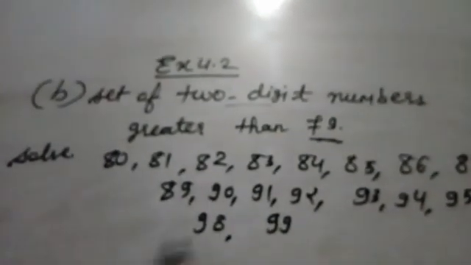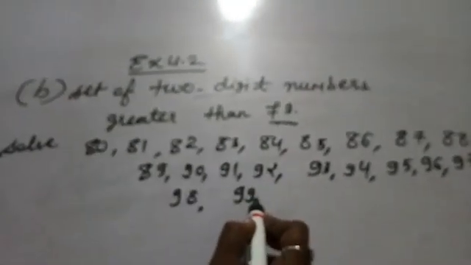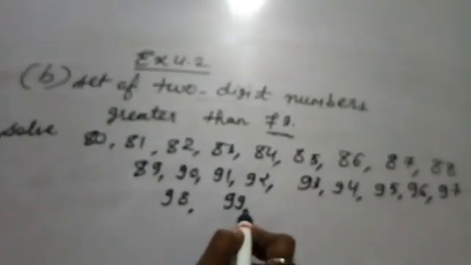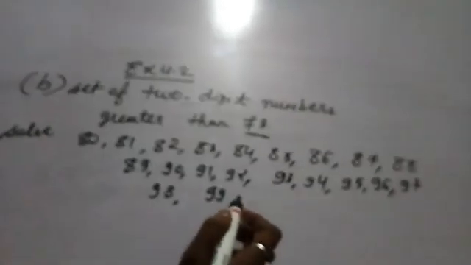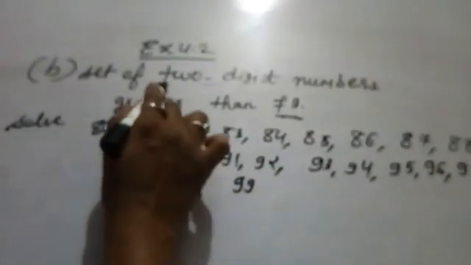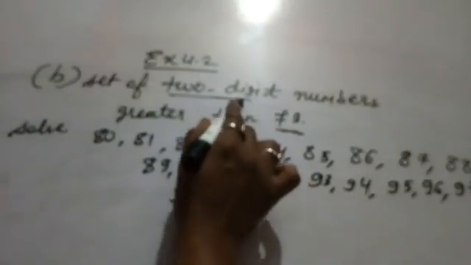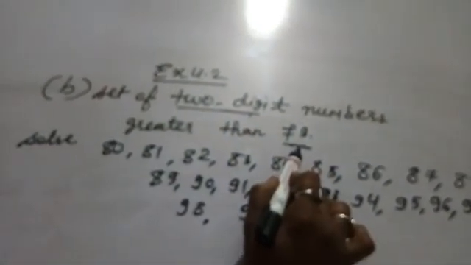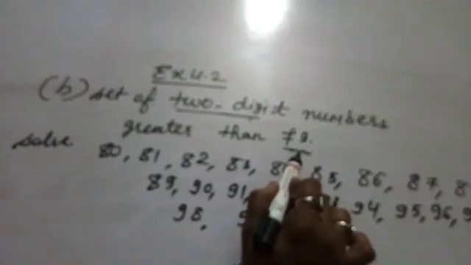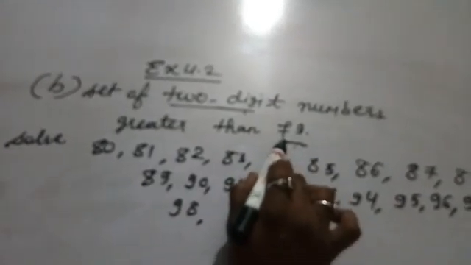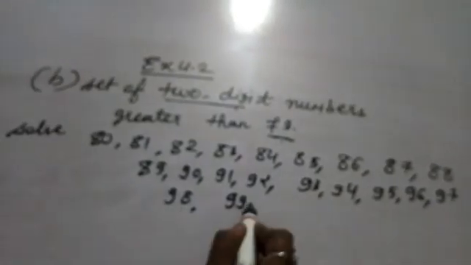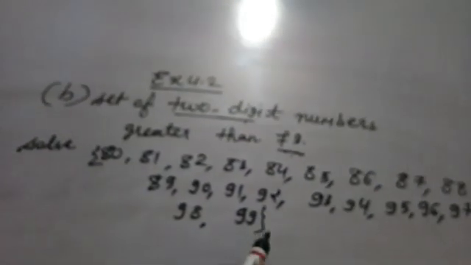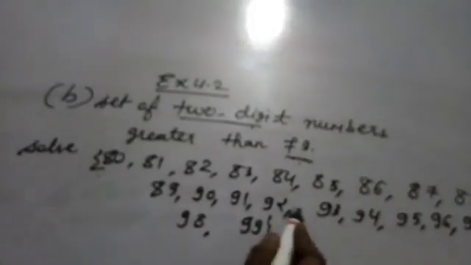99. Here, why don't we write 100? We don't write 100 because 100 is a 3-digit number, and the condition is that it is a 2-digit number which is greater than 79. So all these numbers that are greater than 79 are elements of the set. When we write them in curly brackets, this is the set form.